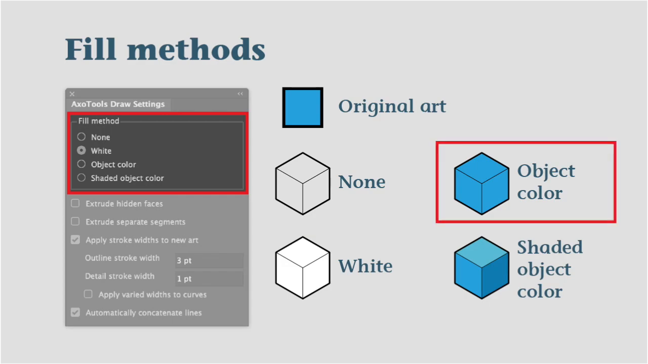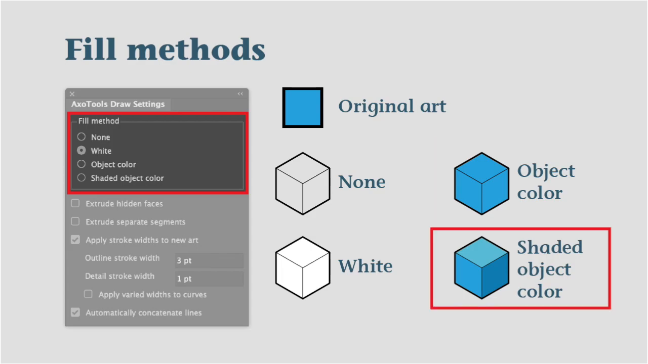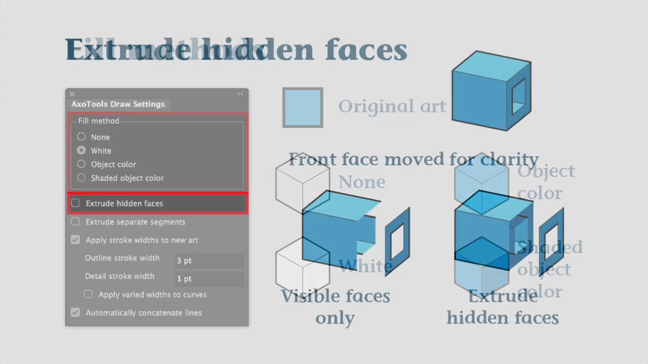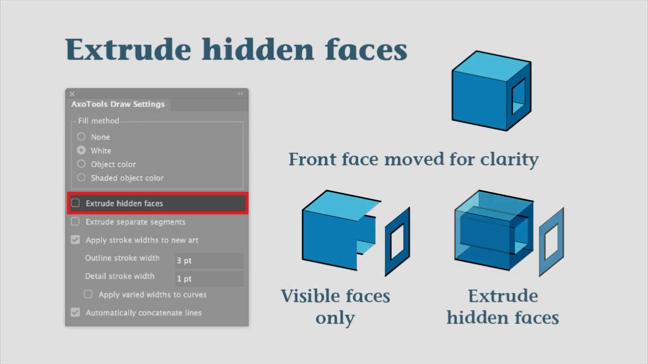None removes any fill. White changes the fill to a white color. Object color preserves the original object's fill color. Shaded object color replaces an RGB or CMYK fill color to a tint or shade based on the spatial orientation of the art. You can extrude hidden faces, but you probably won't need this very often.